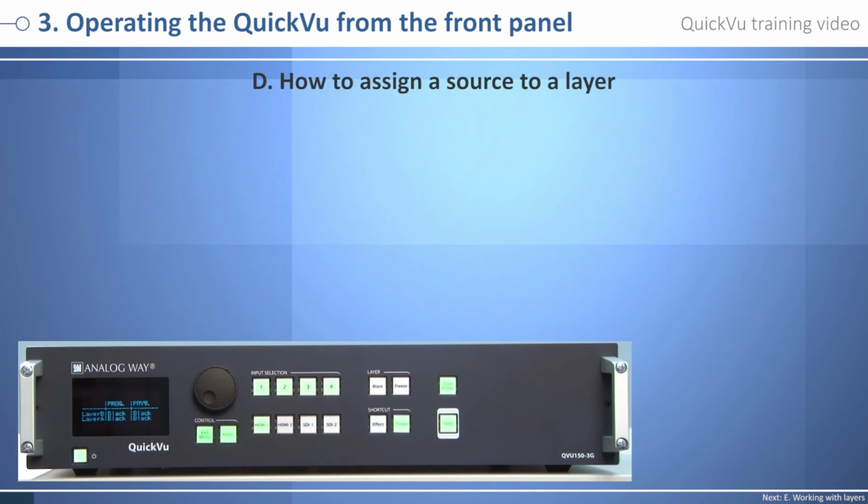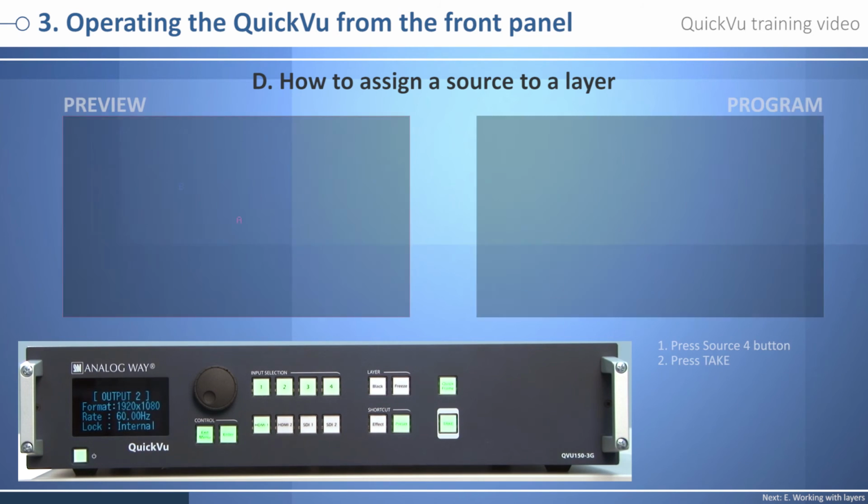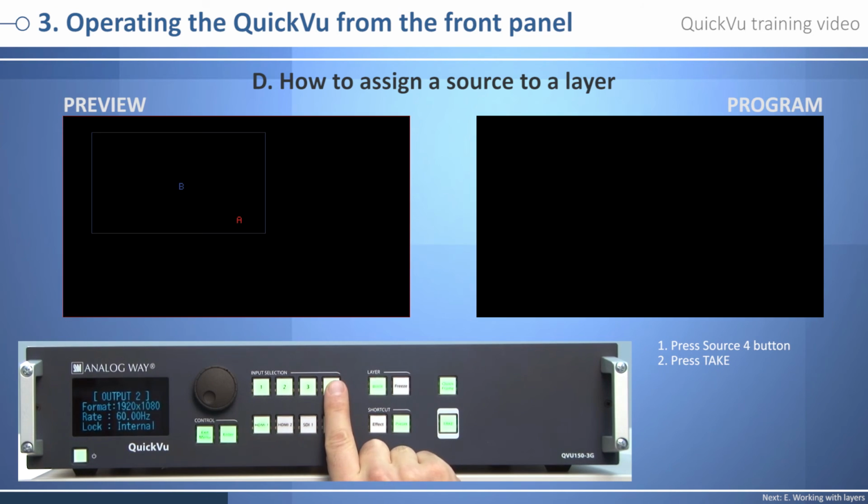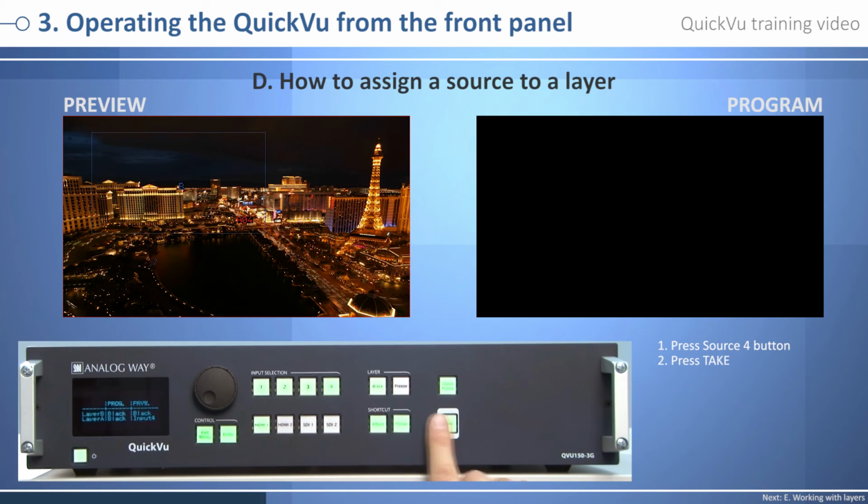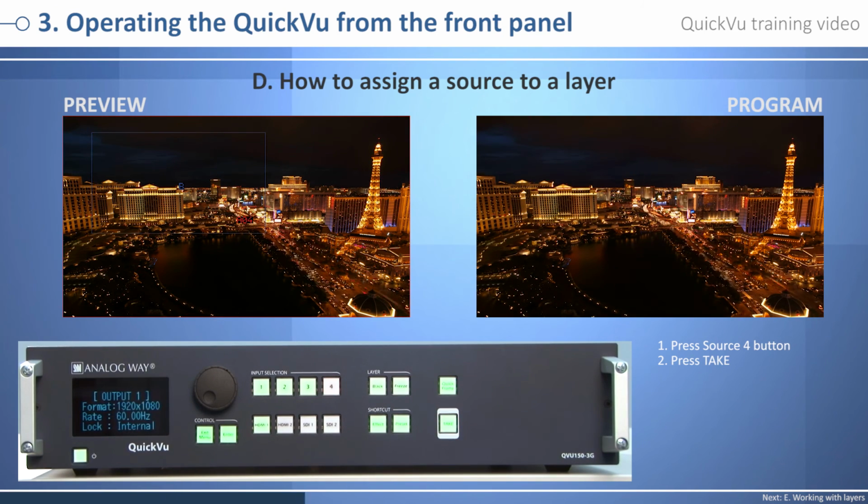How to assign a source to a layer. Using the front panel, you will always work with the preview bus. It is not possible to modify the program. To assign a source to a layer, press the source number you want to assign. Press Take to view the result on the program screen.